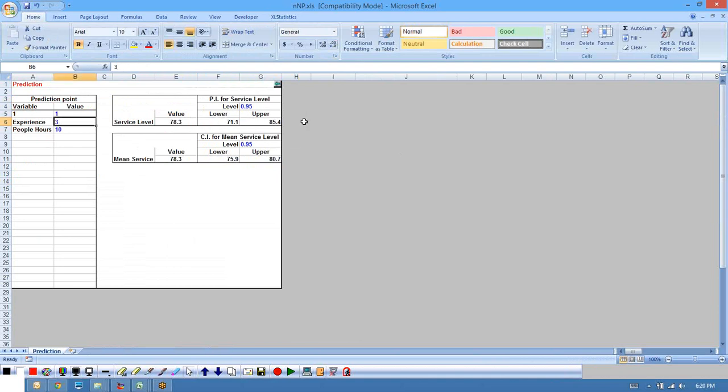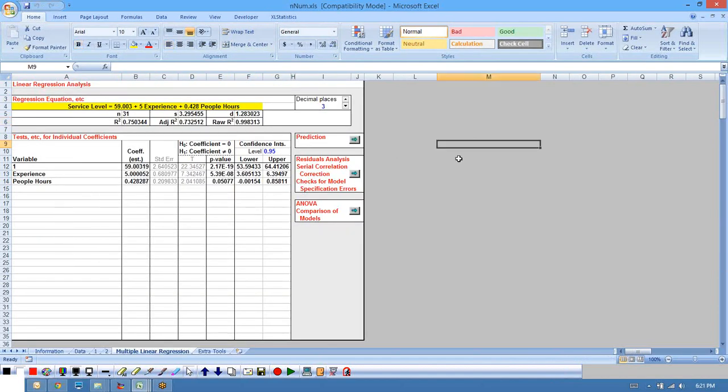All right, what if I had an average experience of 4? What would that mean then? And I put in 15 people hours. Well, that would tell me that my service level is 85, but it could be as low as 78 and as high as 92. So you see, it's a lot tighter now that we've added in that second term.